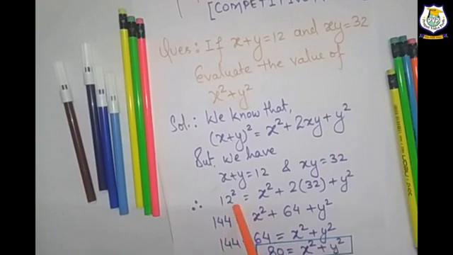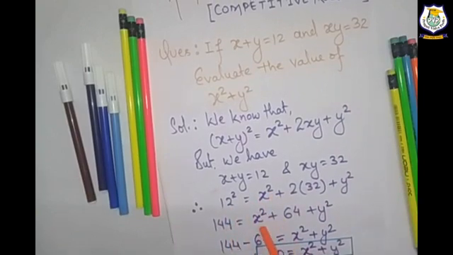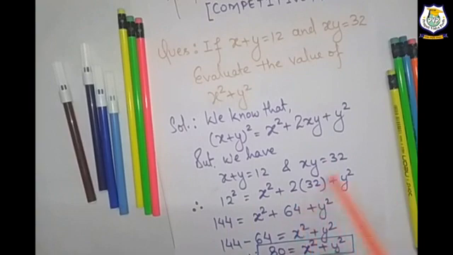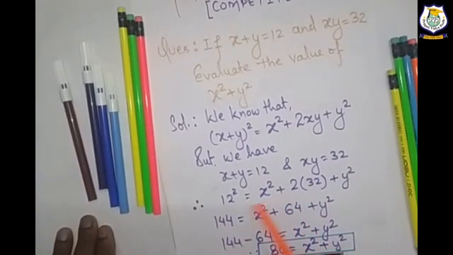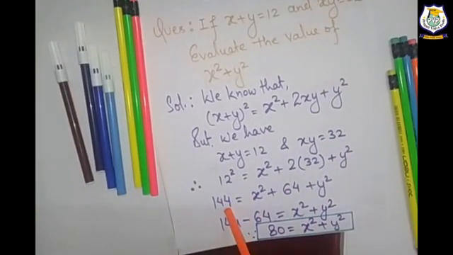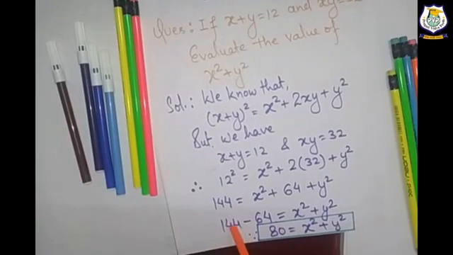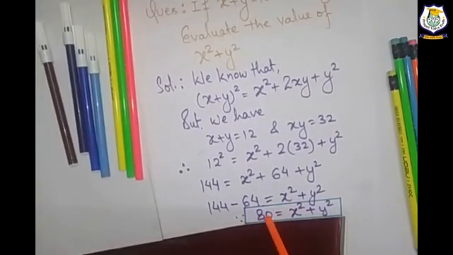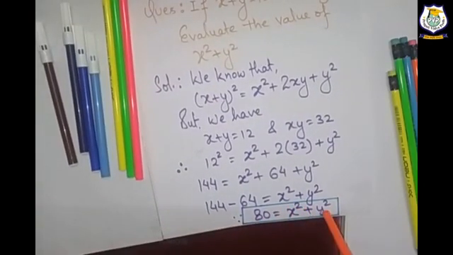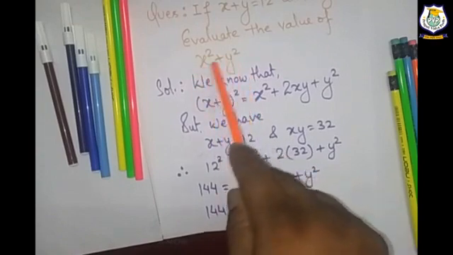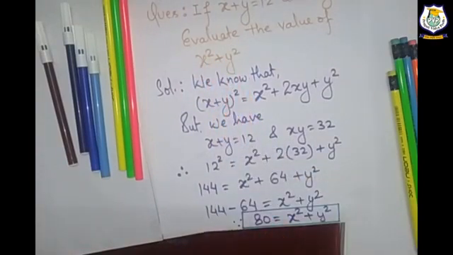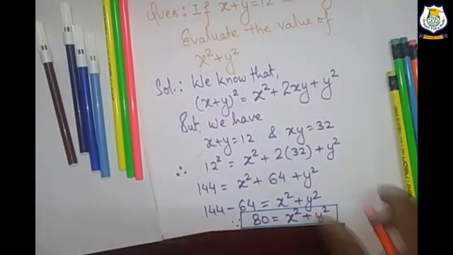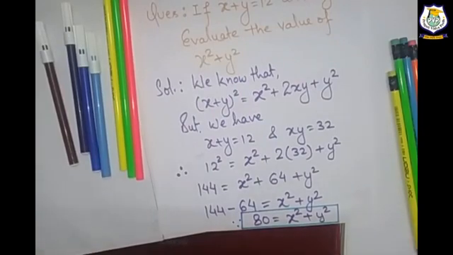We know that 12 square is 144, x square is there, 2 into 32 is 64, y square is already there. 64 got shifted to the other side, and 144 minus 64 we got 80. That's why the final answer we have is 80 equals x square plus y square. We have to find the value of x square plus y square, so the answer is 80. This is one of the advanced questions.